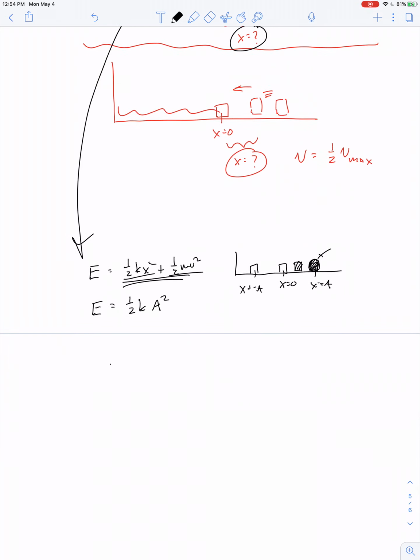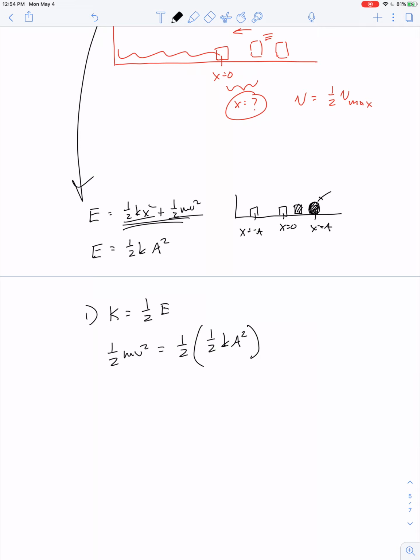In other words, when is the value of 1/2 mv squared equal to 1/2 of 1/2 k a squared? Does that make sense? I'm just substituting. So we can cancel out this 1/2, and, oh, well, time out. I'm not so happy with my approach here.